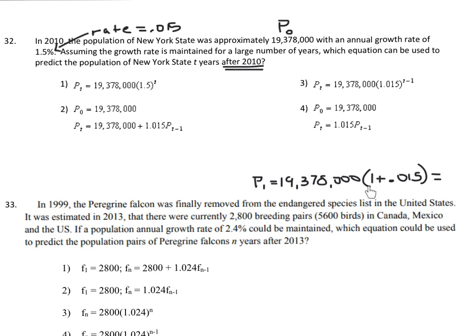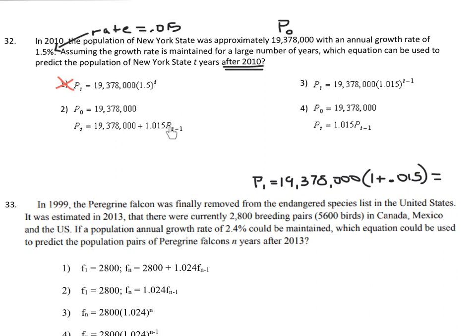We know this is equal to 1.015. So choice 1 doesn't really make sense, so we're going to cross that one off. Now, choice 2 says that P sub 0 is equal to this, which is right. And then it says to find, instead of using P sub n, they're using P sub t. They're saying to find the population of any year. And the reason they're using t is because years is t.